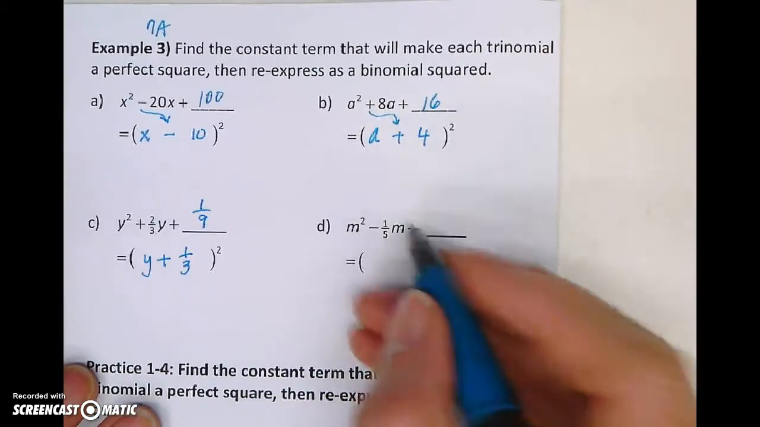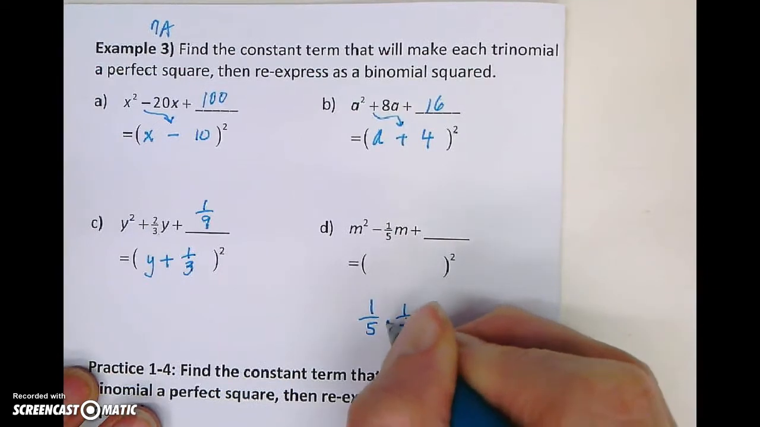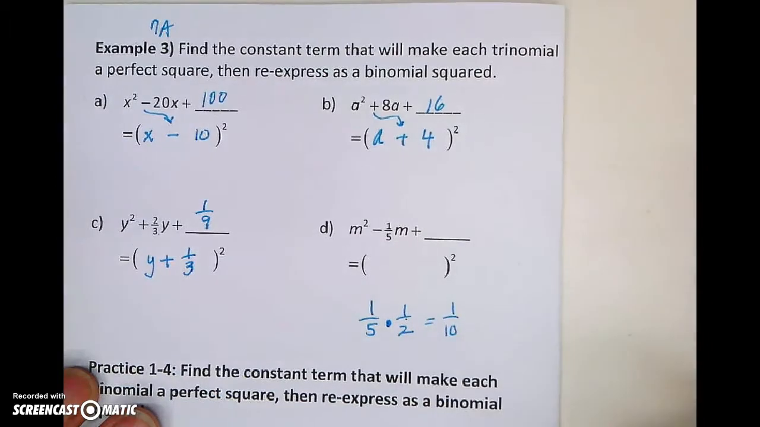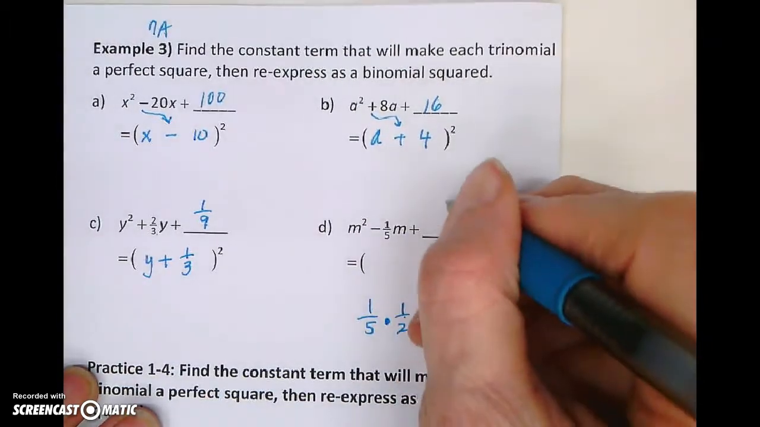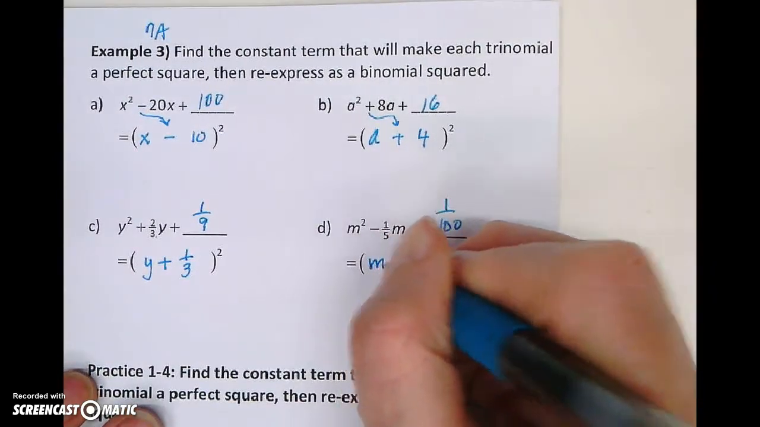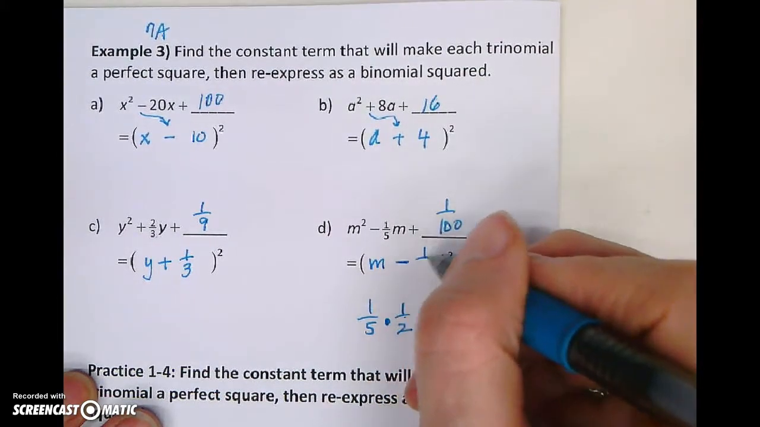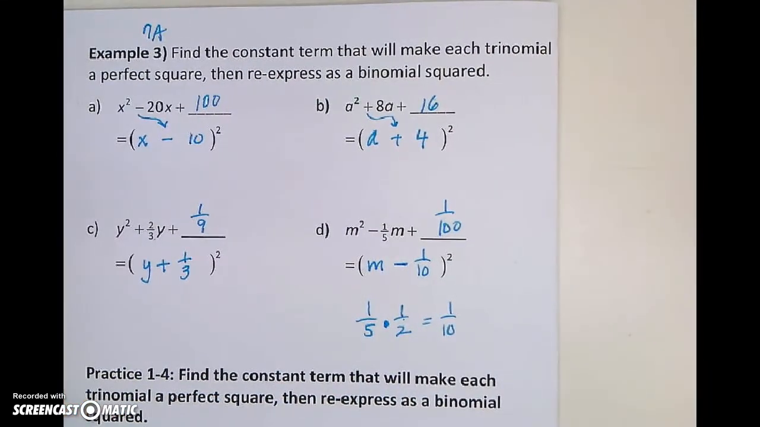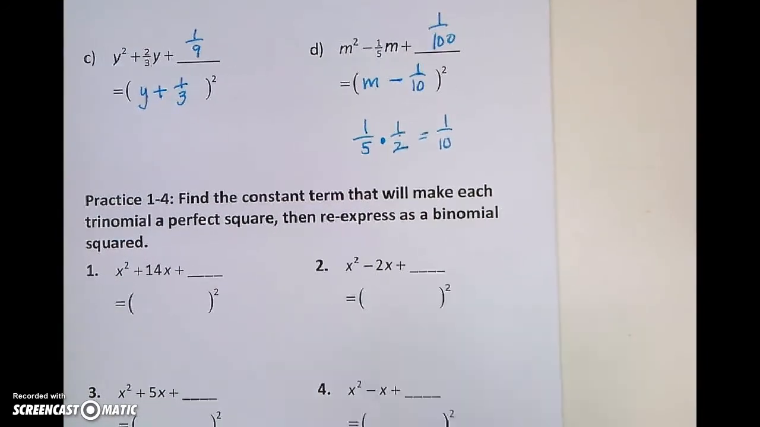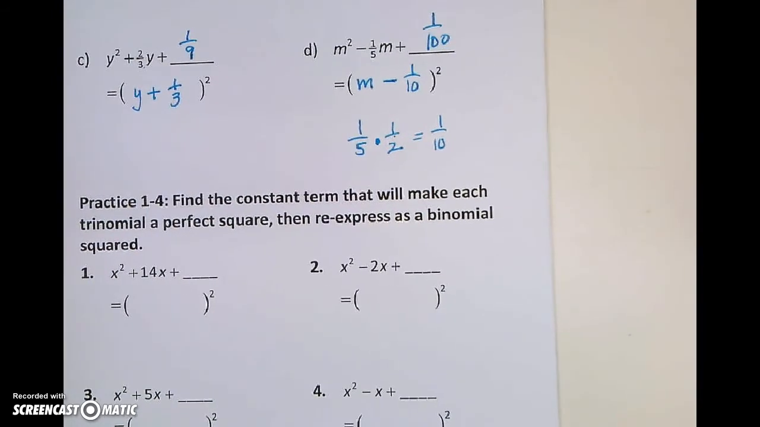Over here, what's half of 1/5? Well, to do that, we might need to write it down. So half of, remember, of is multiply. Half of 1/5 is 1/10. And 1/10 times 1/10 is 1/100. And then this would be m. What's the sign that's going to go there? Yeah, it's minus. And then 1/10. All right, so now I'll run through those. So you give practice 1 through 4 a try, and we'll check those tomorrow. So stop, and then we'll go back to video 2 when you're finished with the video 3.